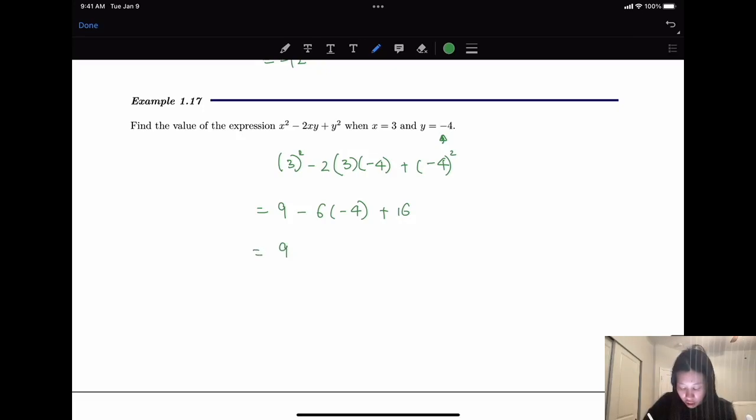And I have 9, minus 6 times -4. If you can do this, you can just simplify: a negative and a minus, consider that still a minus, and 6 times -4 is -24, plus 16. Or you can say, okay, -6 and -4, I will get positive 24. That's also fine. So the final answer would be 49.